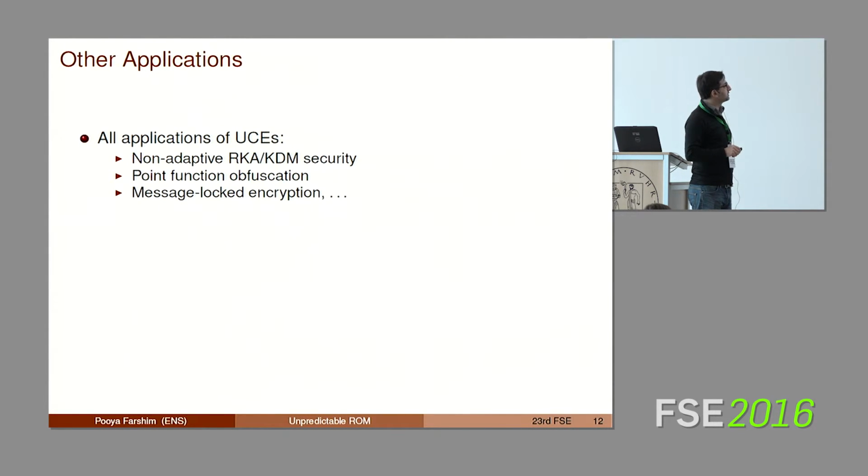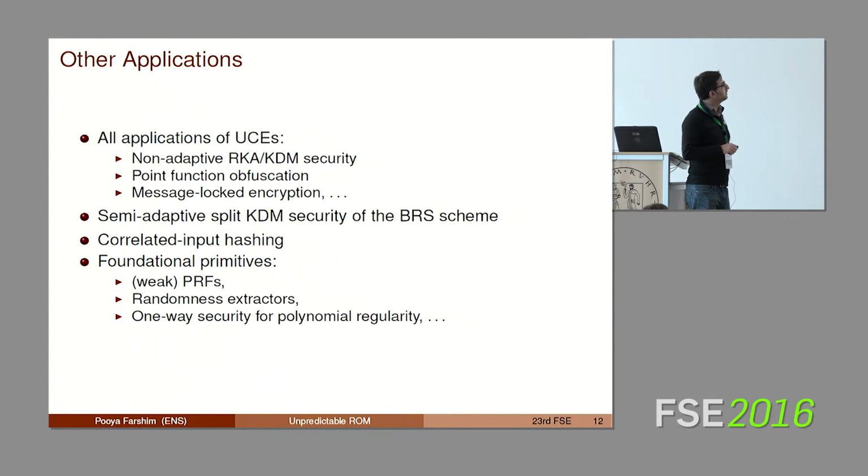So what about other applications? First of all, ICEs are a generalization of the UCE framework, and they can have all applications of UCEs. But we can also do more. On top of showing adaptive RKA security for split functions for BRS schemes, we can also show what I call a semi-adaptive split KDM security for BRS. So we can't quite get full adaptive KDM security. We can get correlated input hashing and other foundational primitives such as weak PRFs, randomness extractors, one-way functions, as long as they have polynomial regularity, etc.